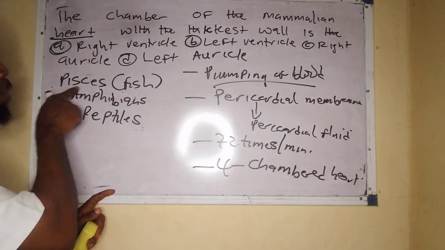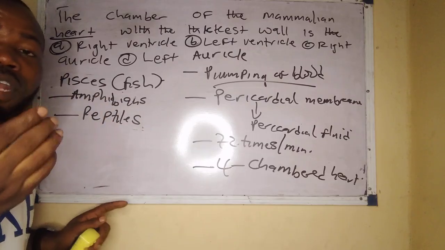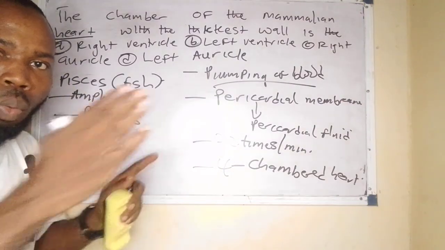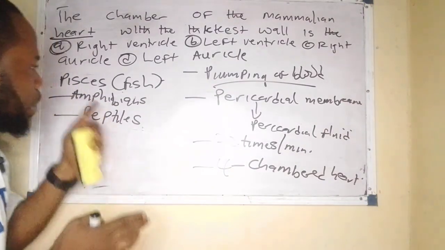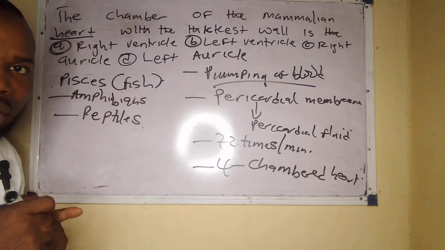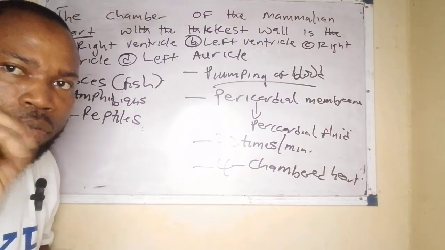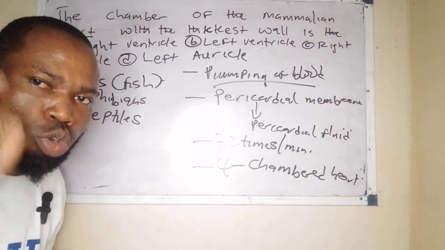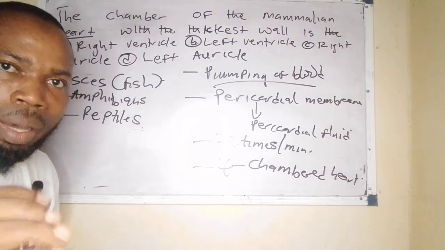Now, Pisces has a two-chambered heart: one auricle and one ventricle. Amphibians have three-chambered hearts. That's why amphibians is the answer to that question: which of the following undergo partial double circulation? Now, what about circulation?